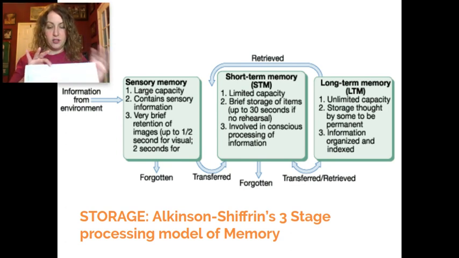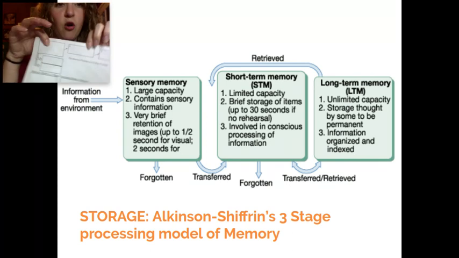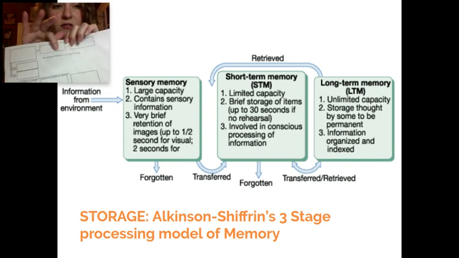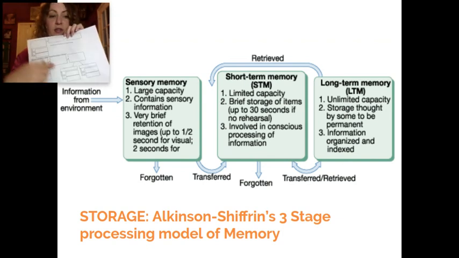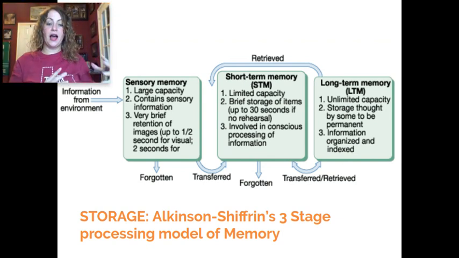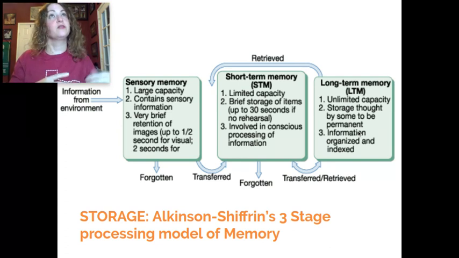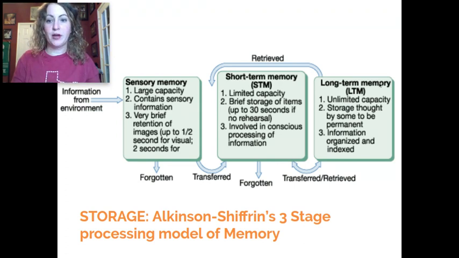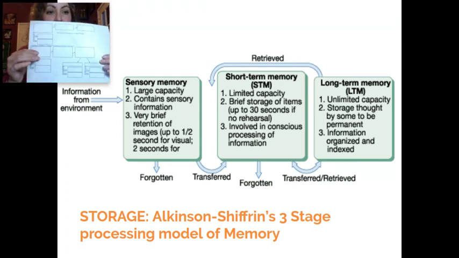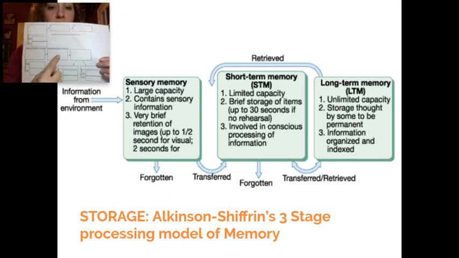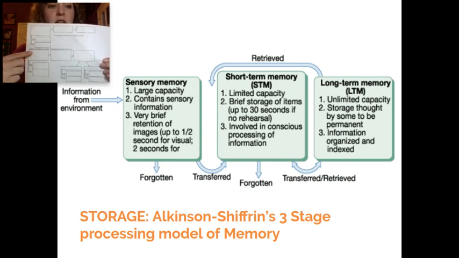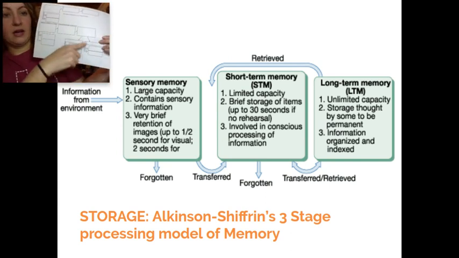It's all about storage. The first box yesterday was all about encoding, and if we were to break down the storage box, we would break it down in here, and it's called the Atkinson-Shiffrin 3-stage processing model of memory. There are 3 places we can store memory: sensory memory, short-term memory, and long-term memory. So that's going to be in these next boxes. You see that sensory memory breaks down 2 more times, and then long-term memory breaks down like a whole bunch.